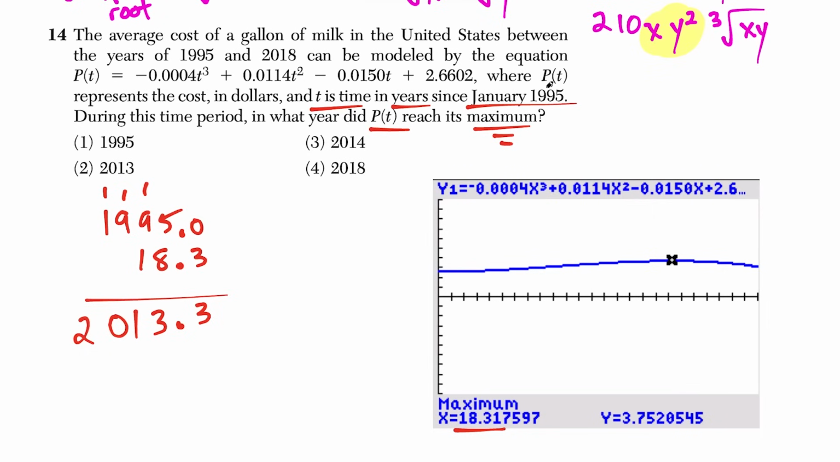But remember, we want to know in what year did P of t reach its maximum. So if this is 18.3 years after January 1995, that means we will be in the year 2013 when this function reaches its maximum. Okay, so choice 2 would be our answer. We're not going to go with choice 3. This is not one of those situations where we would want to round, even if we had something like 0.5, because if we have a decimal after the year, this means that we're in the middle of that year. So they're asking during this time period, in what year did this occur? So this occurs in 2013.